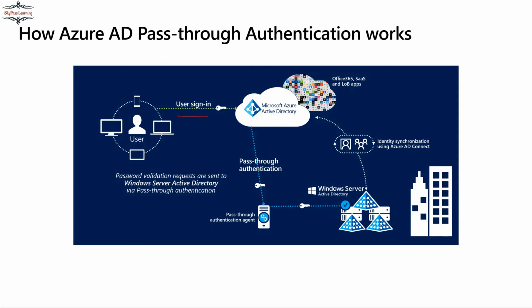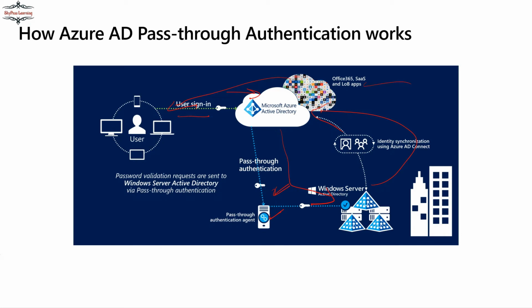The user sends a sign-in request, and it comes to Azure Active Directory. Azure Active Directory sends that request through the pass-through agent, which is running on your on-premises domain controller. So that request reaches your on-premises Windows Server Active Directory. Once this authentication is successful, the successful authentication response is sent back to Microsoft Azure Cloud, and then Azure Active Directory gives the user permission to access the particular resource that they are trying to access.